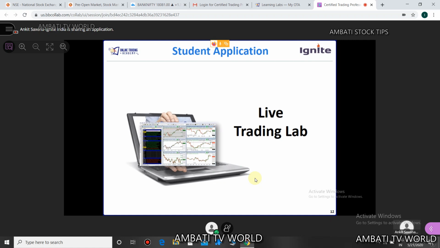We can identify before novice buyers make a move. Novice buyers don't make a move. They don't know what they are doing in the market. The moves are being created by the institutions, the big players, the big fishes in the market.